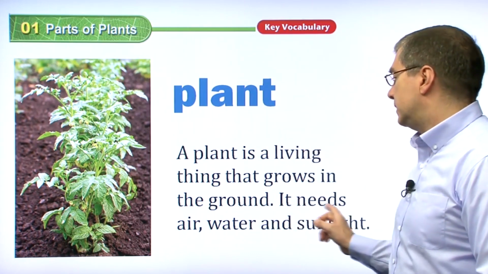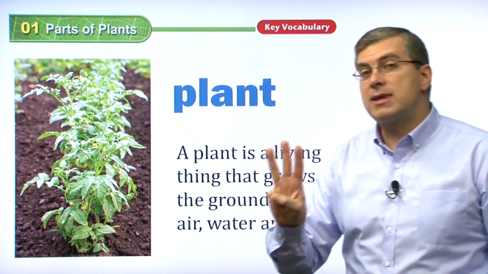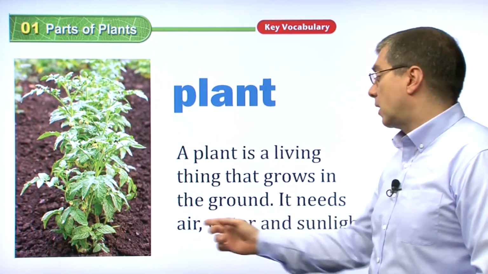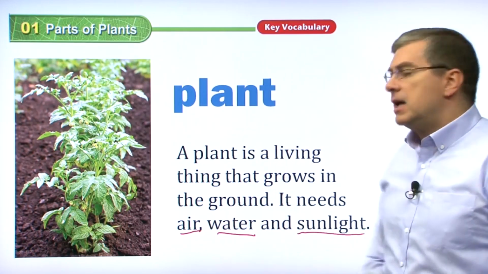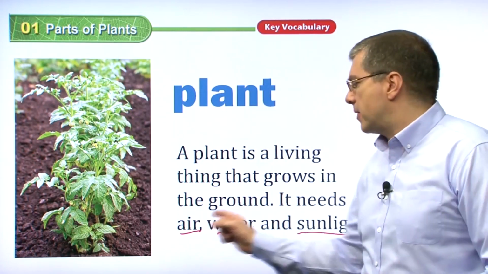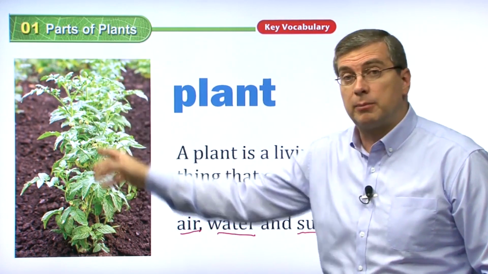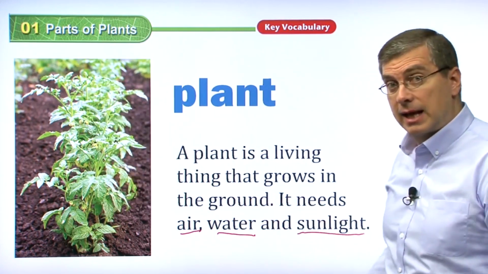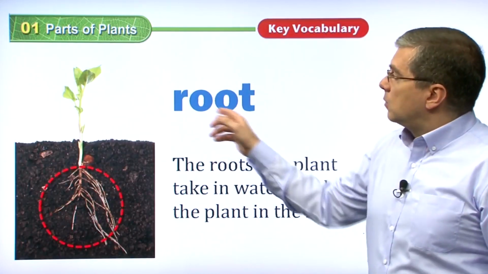A plant needs air, water, and sunlight. So there are 3 things that a plant needs to grow. And those, of course, are air, water, and sunlight. So how does a plant get these things? In this lesson, we'll talk about the different parts of the plant that help the plant get air, water, and sunlight.